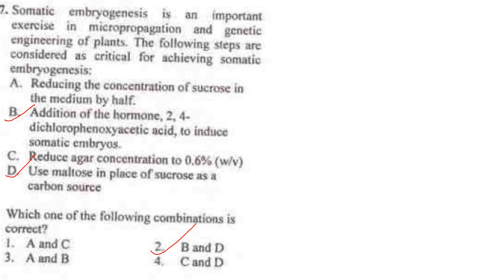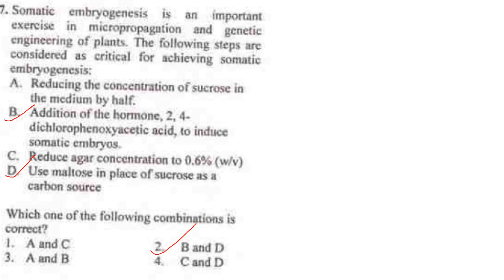Then next one. Somatic embryogenesis is an important exercise in micropropagation and genetic engineering of plants. The following steps are considered as critical for achieving somatic embryogenesis. So what are the steps that are critical for achieving somatic embryogenesis? That is the question, and which of the following combination is correct?